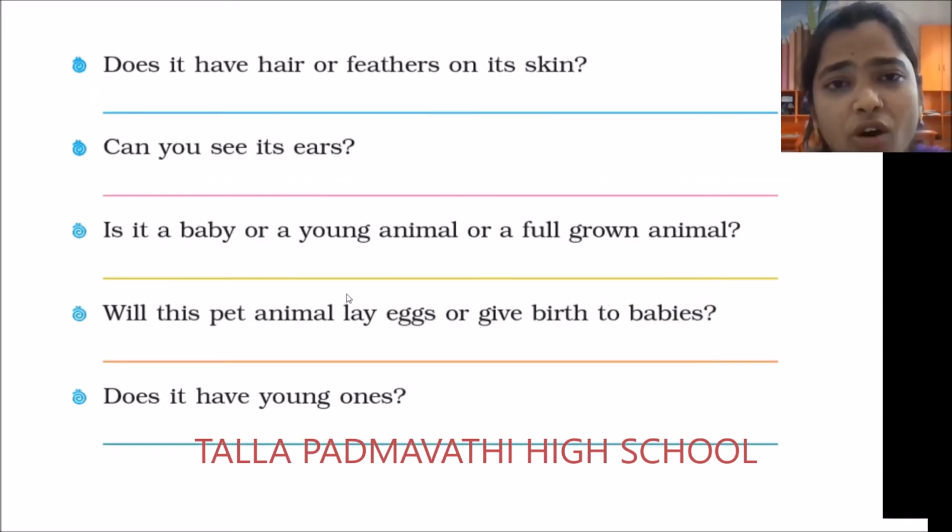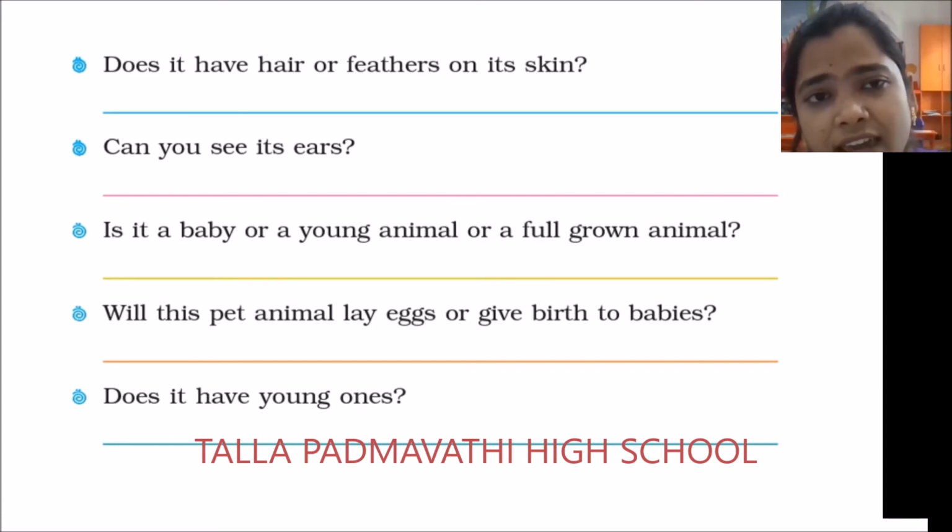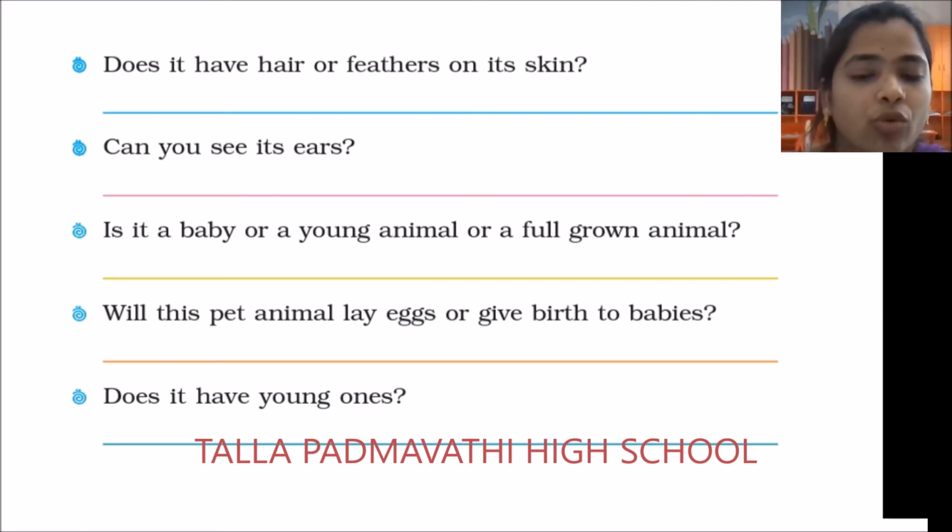Does it have hair or feathers on its skin? Yes, it has hair. Can you see its ears? Yes, we can see. Is it a baby or young animal or full grown animal? It was a young animal. If it is a baby, write a baby. Will this pet animal lay eggs or give birth to babies? Give birth to babies. Does it have young ones? If it is having young ones, write down yes. If no, write down no.